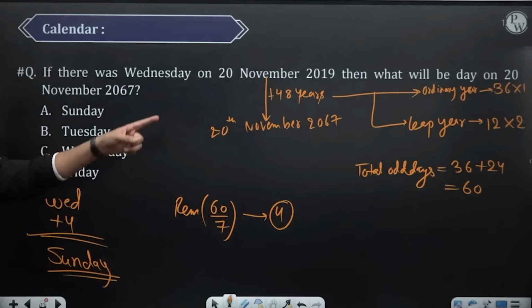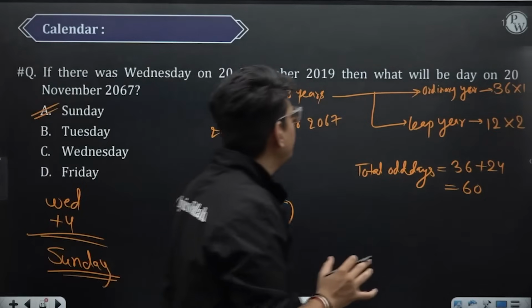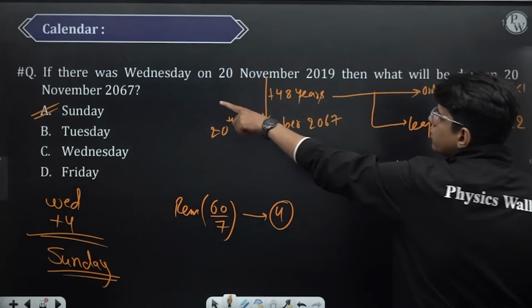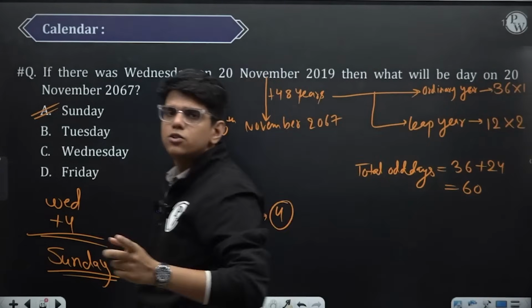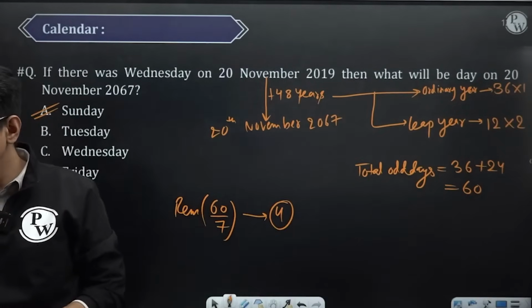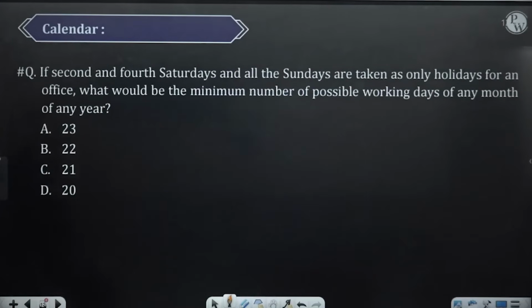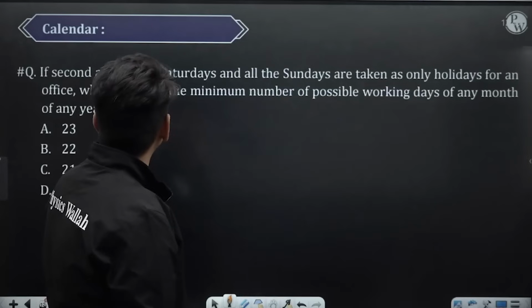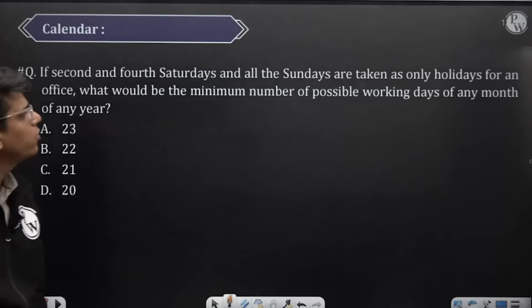On 20th November 2067 we will have a Sunday. Clear? You can expect such questions in your paper. When one day is given on one date, they can ask you the day on another date. So look at the difference between the number of years. That's it.